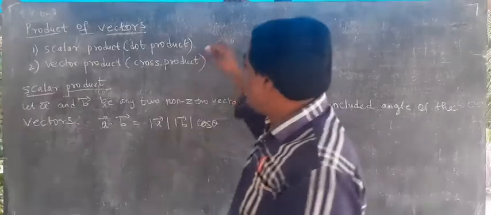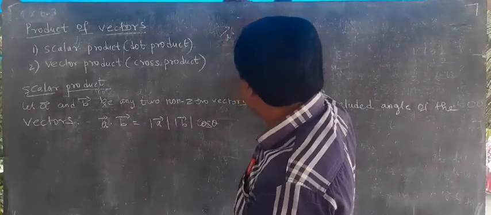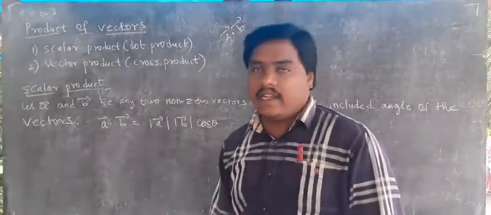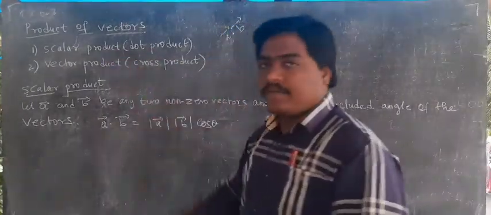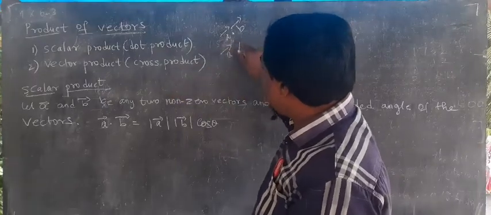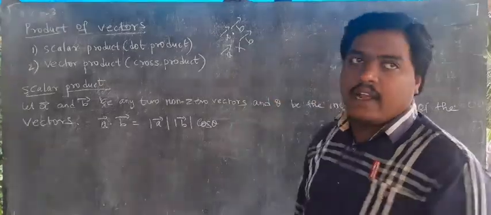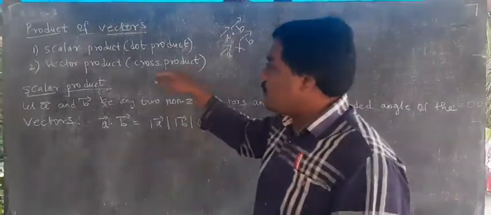Scalar product means we are using a dot. For example, A vector dot B vector. Like this we write, and that is called the scalar product. Vector product means cross product: A vector cross B vector. Written like this, it is called the cross product.